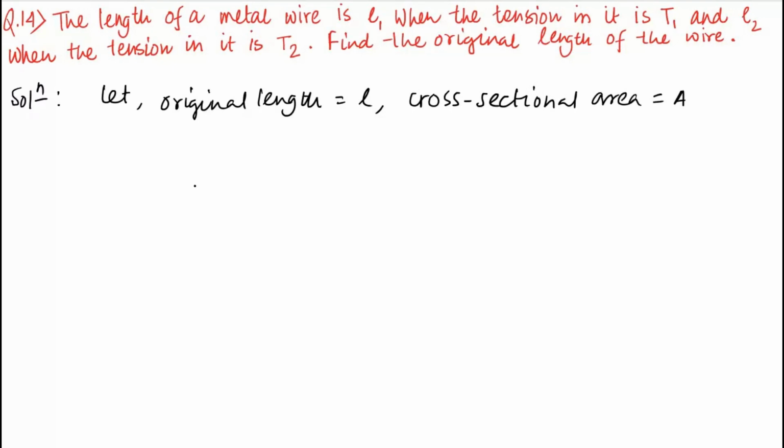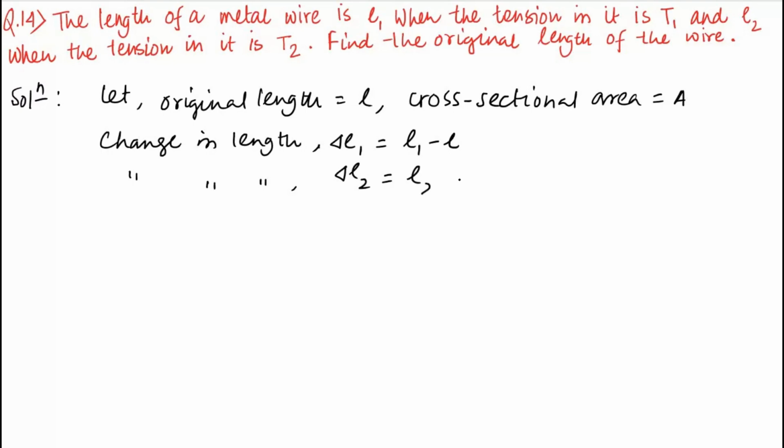Original length is L and cross-sectional area is A. When the length of the metal wire is L1, the change in length delta L1 is L1 minus L, and the change in length delta L2 would be L2 minus L. Now we know that Young's modulus is stress upon strain, which is tension upon area into L by (L1 minus L) for the first case, which is equal to T2 by A into L by (L2 minus L).